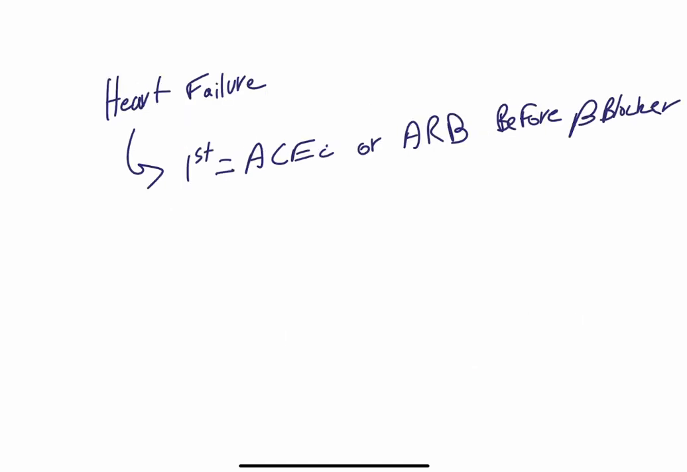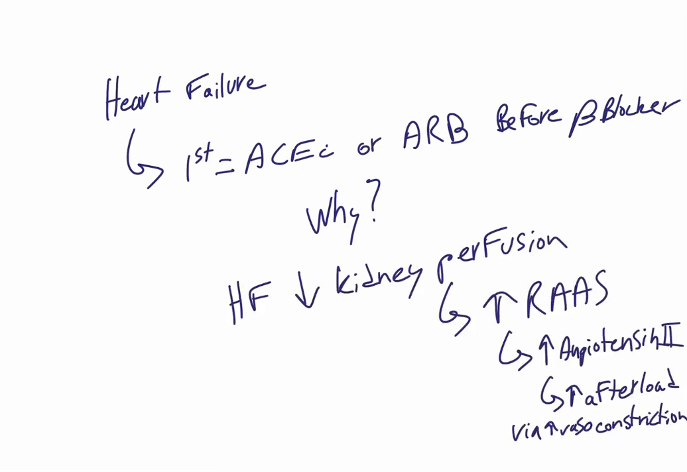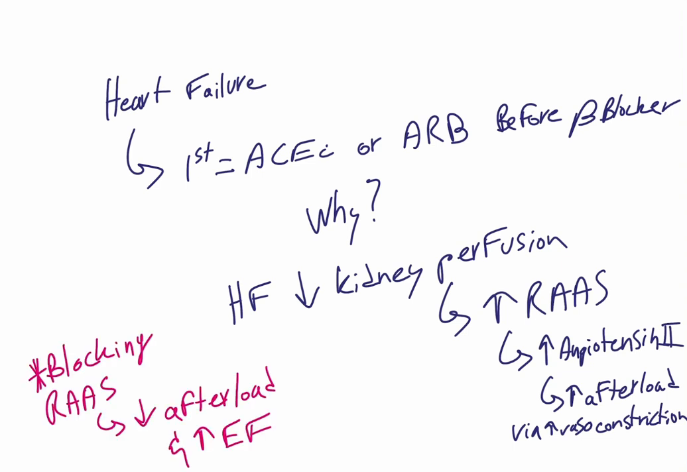In heart failure, the order of which you treat it, you start with an ACE inhibitor or ARB, and this is before a beta blocker. Why? Heart failure reduces kidney perfusion, which activates the RAAS system. Angiotensin II increases afterload via vasoconstriction. If you block the RAAS, this decreases afterload and improves ejection fraction.